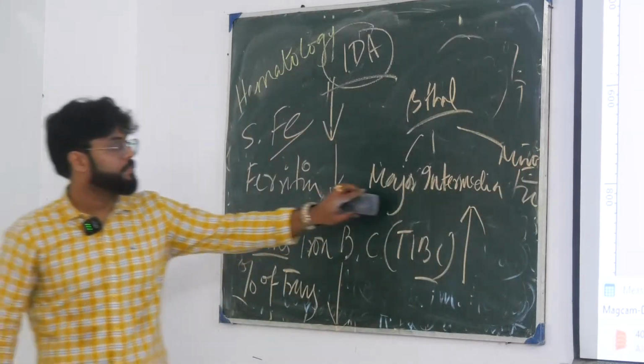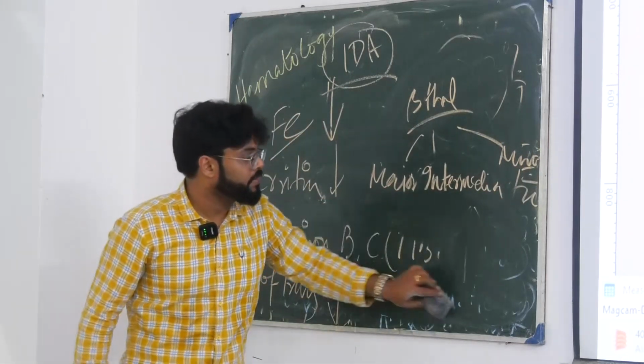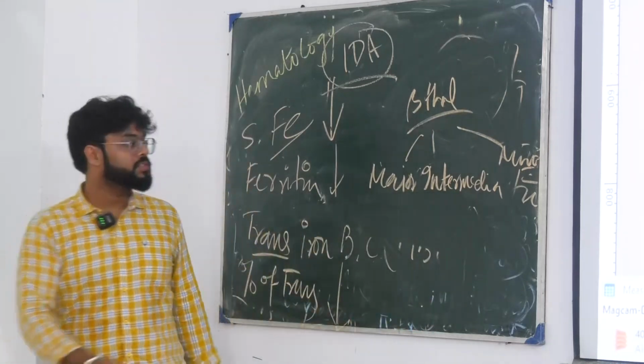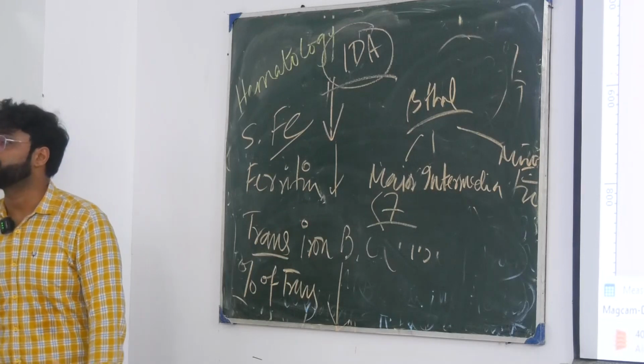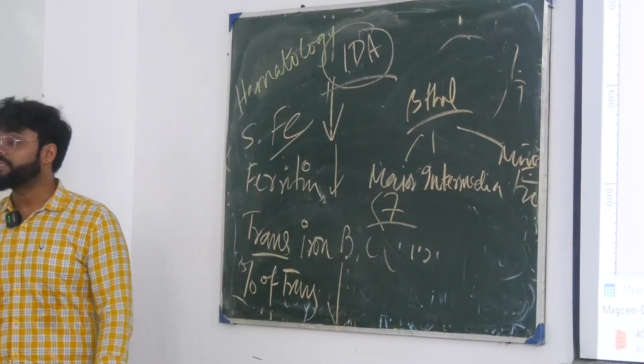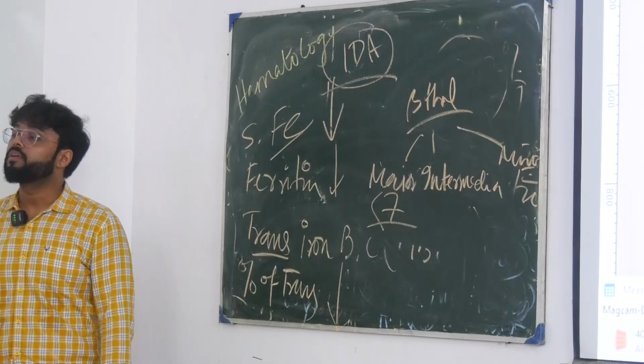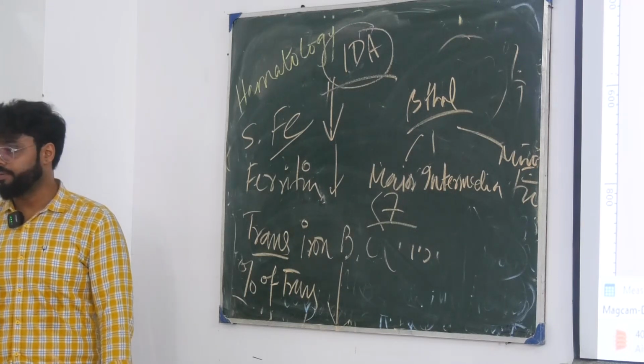Beta thalassemia major means there is hemoglobin concentration of almost less than 7 gram per dl. The patient is totally dependent upon blood transfusion therapy.